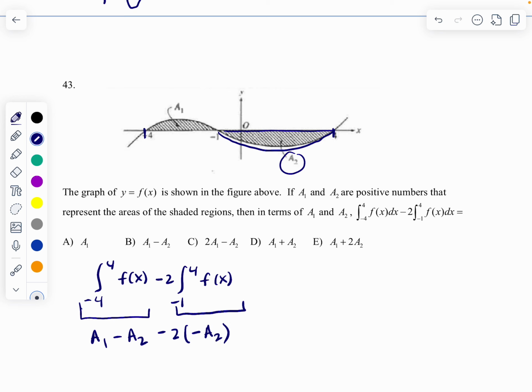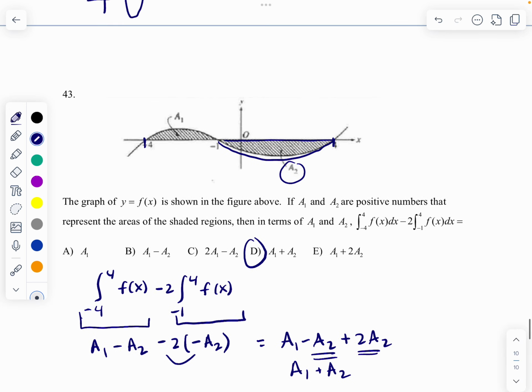Now let's fix that up a little bit. This is really A1 minus A2. Negative times a negative is a positive. So this is going to be A1, and then negative A2 plus 2A2 is 1A2. So it's A1 plus A2, which is D. And I think that's it. All right, we're all done.